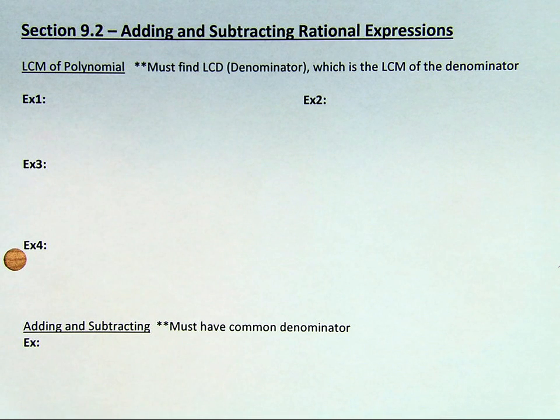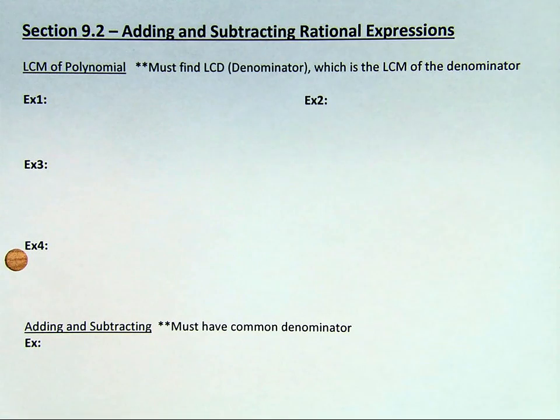We're going to be looking at how to add and subtract rational expressions. Earlier we talked about how to multiply and divide. Now we're going to be discussing adding and subtracting. Just like when we add with normal fractions, you do need to find what's called the least common denominator of two rational expressions when we add and subtract.